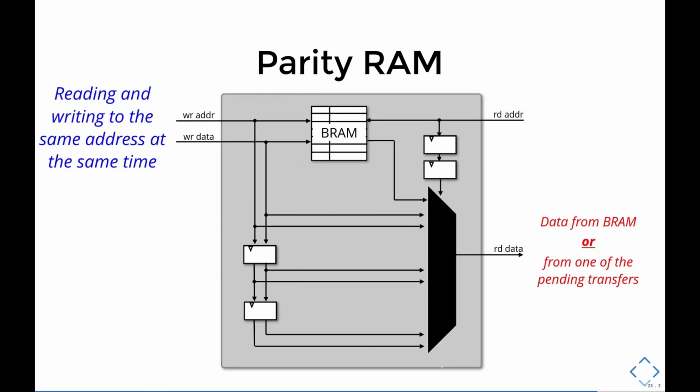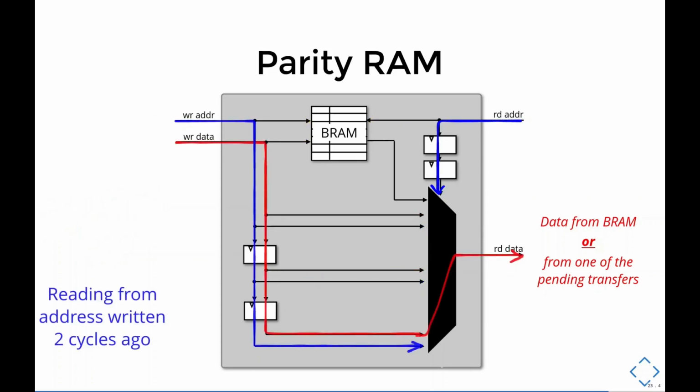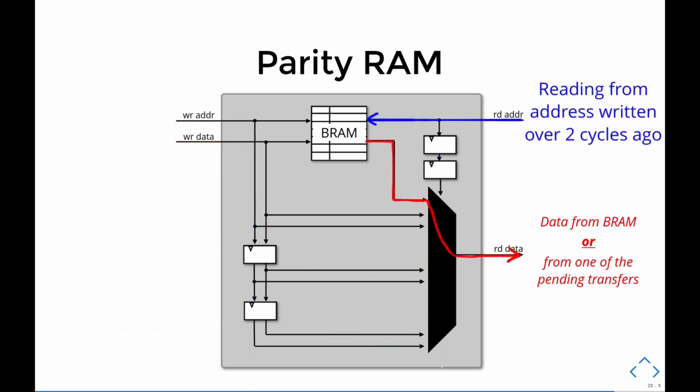Suppose we are reading and writing from the same address at the same cycle. Write address, write data, and read address will still go to the block RAM. But we can compare the write address and the read address. If they match, we bypass write data. If we're reading from an address written in the previous cycle, we can do the same with data after the first flip-flop. And likewise for reading an address written 2 cycles ago, but with data after the second flip-flop. For anything over 2 cycles, data will just come from the block RAM itself.